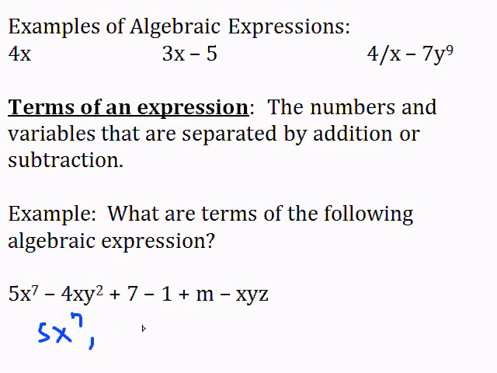I'm going to put a comma to separate them. -4xy squared is a term. Positive 7 is a term. -1 is a term. m is a term. And -xyz is a term. Again, the terms are numbers and or variables that are separated by addition or subtraction. So all of these that I've written separated by commas are terms of the expression.